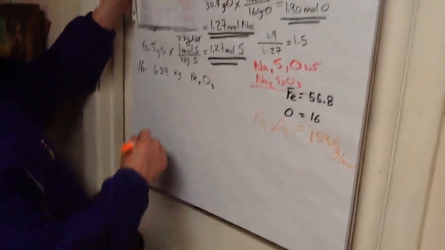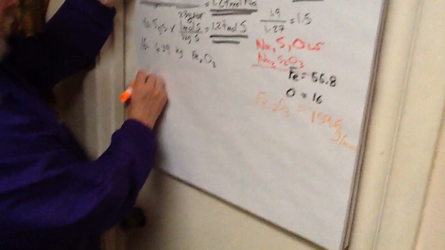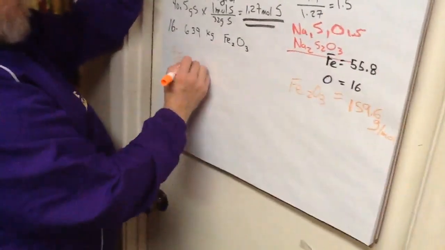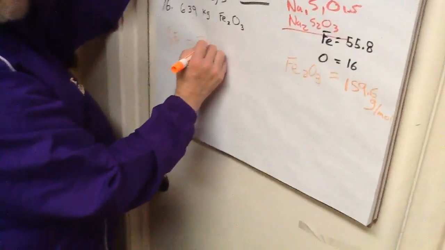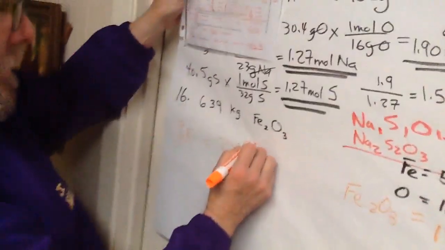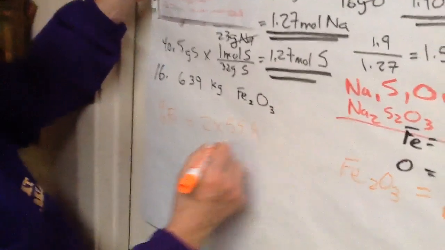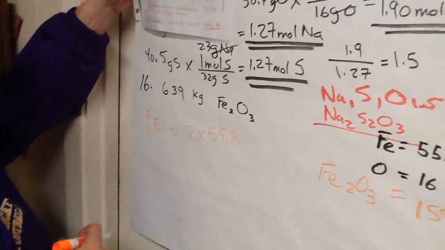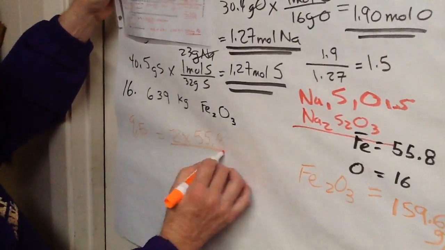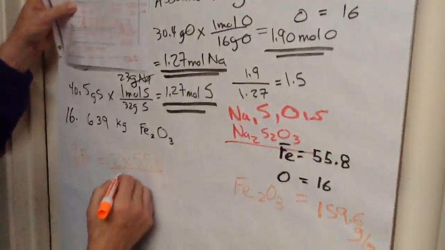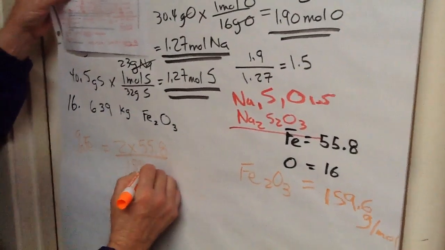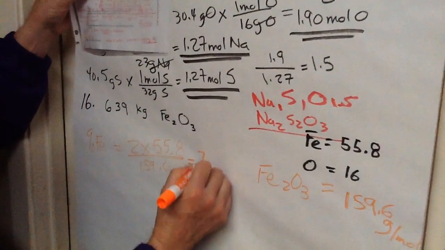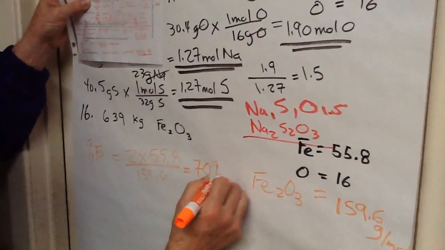Well, what's the percent iron? The percent iron in this compound is equal to 2 times 55.8, or like I said, 111.6, divided by my total mass, 159.6. And if you work it out, that's really close to 70% iron.